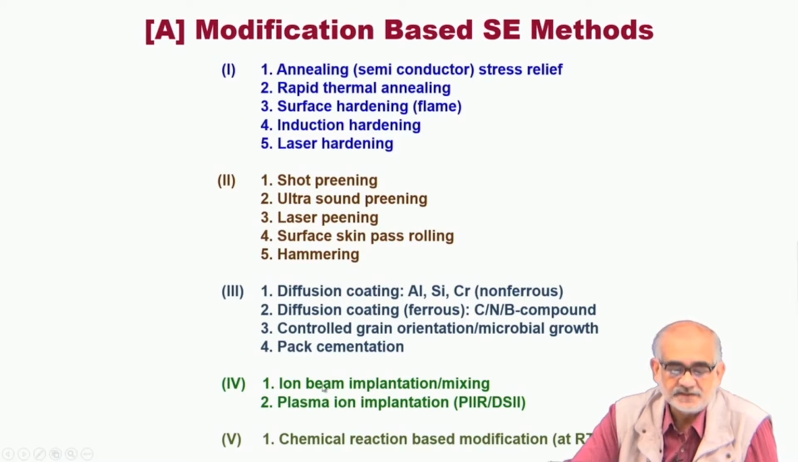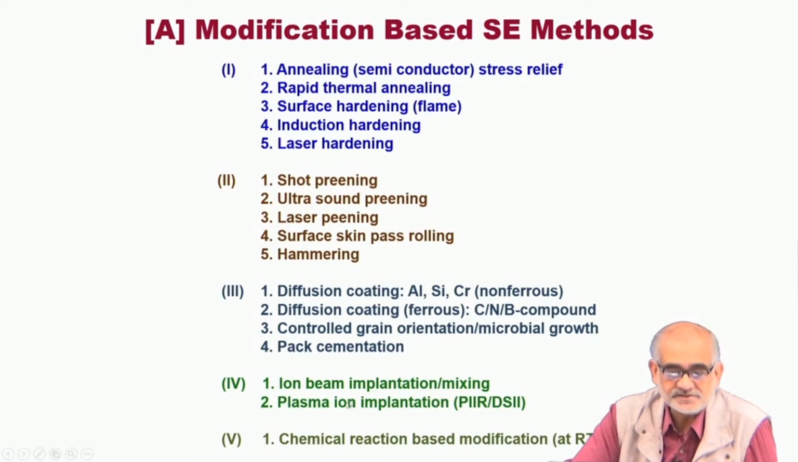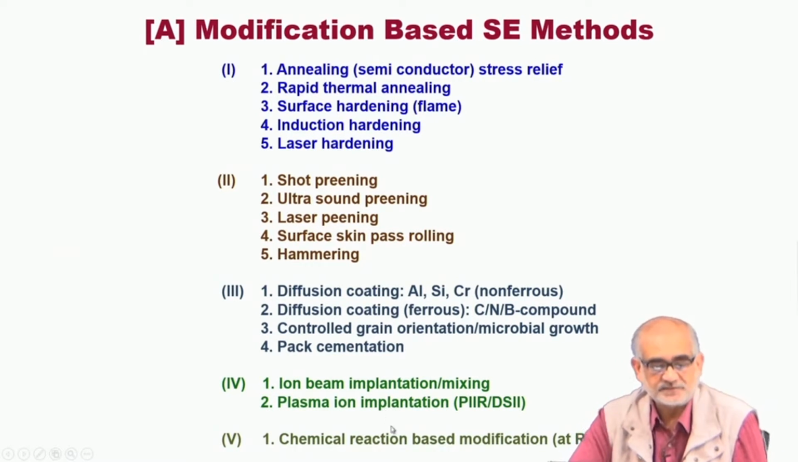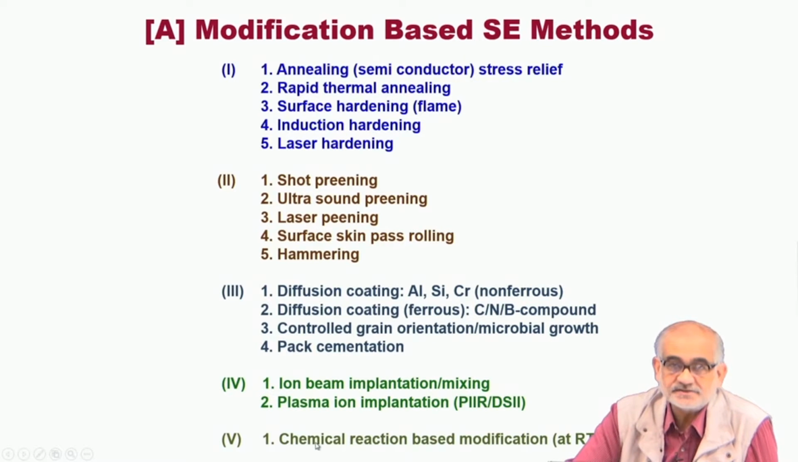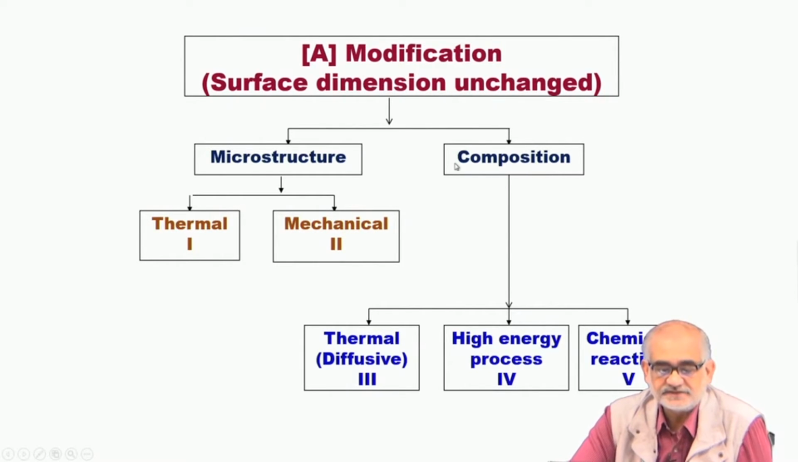I must clarify that when you talk of ion beam implantation, you essentially modify exactly the point that you are seeing, so it's called a line of sight process, whereas in plasma immersion processes, it need not be exactly a line of sight process. Finally, we can also change the surface composition by a very thin chemical reaction layer created at room temperature by way of certain very specific chemical reagents. So this is what we have just discussed, the modification of surface without changing the dimension.